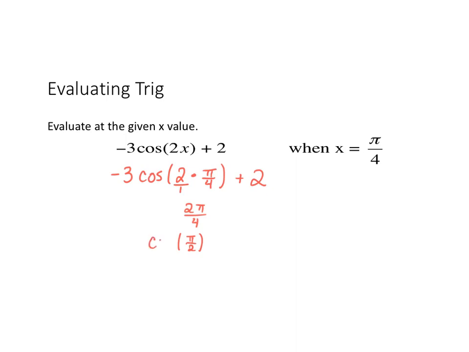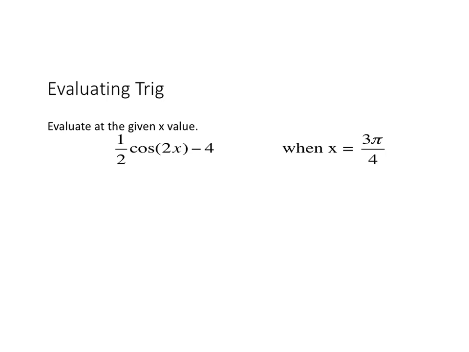And this is still inside my cosine, -3 plus 2. Cosine of pi over 2 is the x coordinate. That's going to be 0 times -3 plus 2 is 2. Take a second and see if you can try this problem on your own. 1/2 cosine of 2x minus 4 when x is 3 pi over 4.